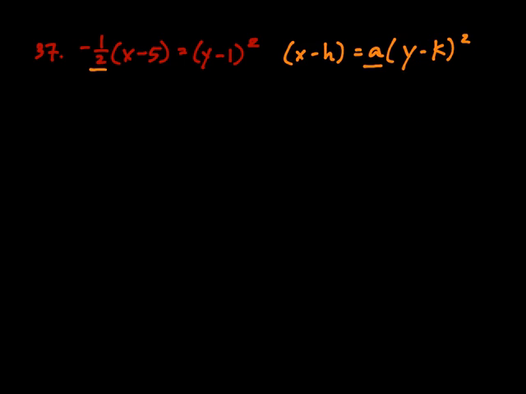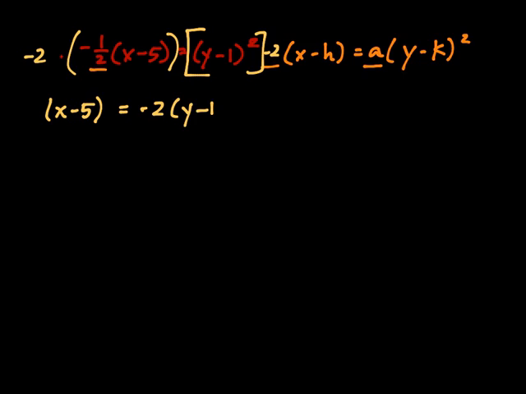Well, you can think that there's no a here, so I need to simplify that to 1. How do I make that 1? I'm going to erase the number. I can multiply this by -2, and that means I have to multiply this by -2. So that simplifies to 1, right? So x minus 5 equals -2 times y minus 1 squared. There we go. We eliminated that a from the left side. Now we moved it to the right side, and it's where it should be.